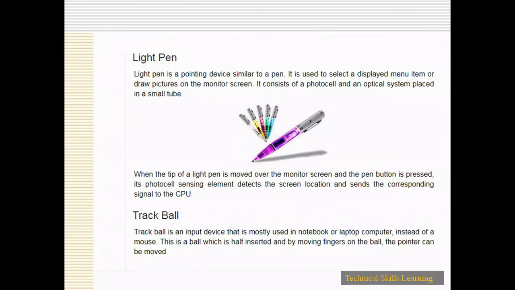Light pen. Light pen is a pointing device similar to a pen. It is used to select a display menu item or draw pictures on the monitor screen. It consists of a photocell and an optical system placed in a small tube. When the tip of a light pen is moved over the monitor screen and the pen button is pressed, its photocell sensing element detects the screen location and sends the corresponding signal to the CPU.